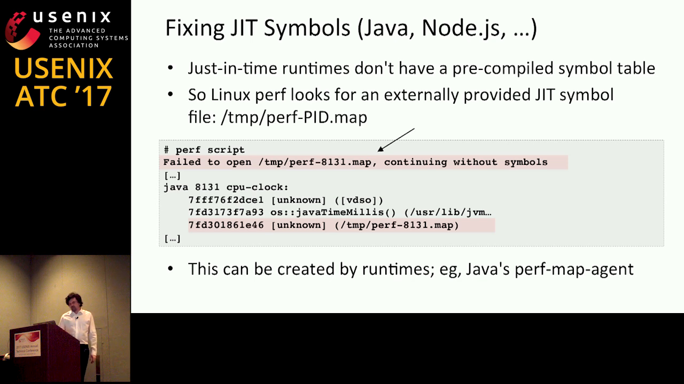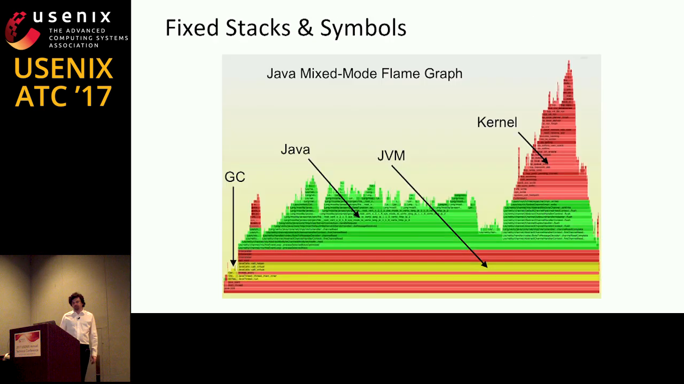That can be created by runtimes like Java's perf map agent. So, running Java with -XX:+PreserveFramePointer and using the perf map agent, I get my full mixed-mode flame graph. Full stack traces, symbols. I'm talking about Java a lot because we do use it a lot at Netflix, but it's also a very complicated example of profiling because it ditches the frame pointer by default, and it does JIT, just-in-time compilation, which doesn't have a traditional compiled symbol table. So if you can get Java to work, you should be able to get anything to work.